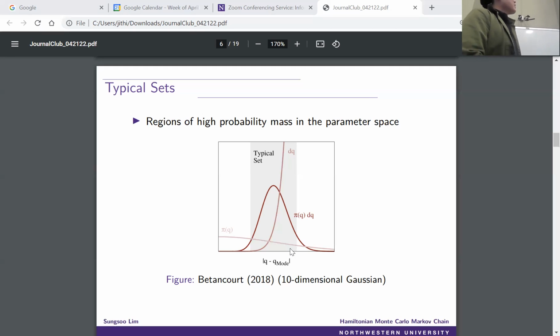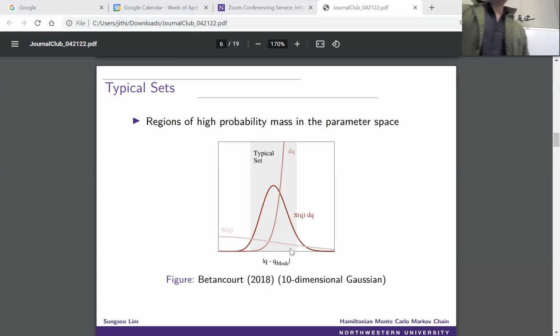So I think what this figure shows is that the inefficiency of the random walk Metropolis comes because it uses a lot of computational resources in areas that have low probability mass in the parameter space, especially in the high dimensional cases. So we'd like to first figure out what they call the typical set, which is these regions of high probability in the parameter space. And it is dependent on the target distribution itself.